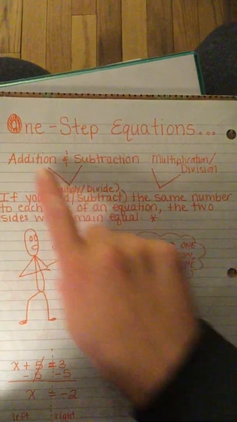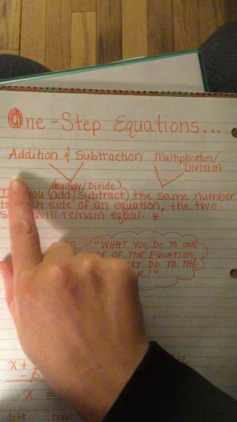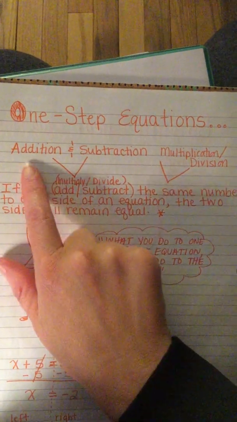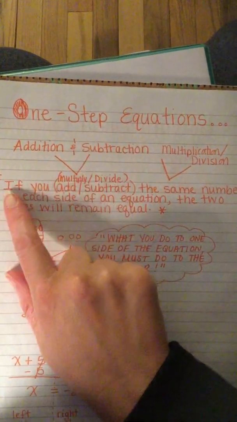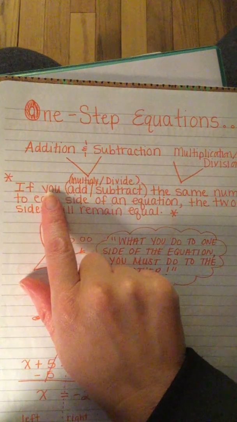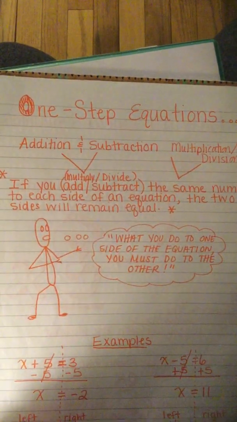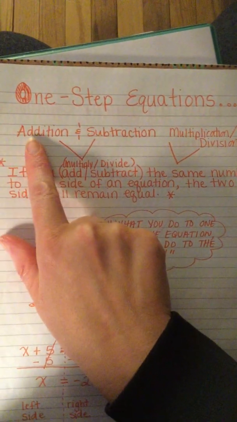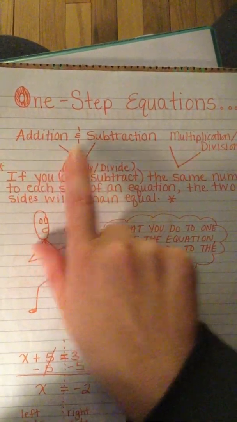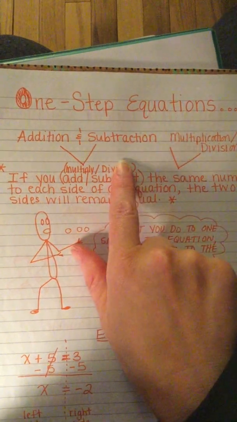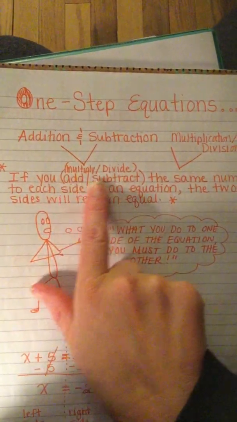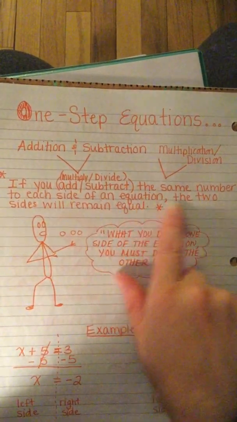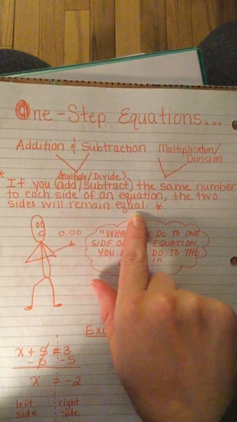So the next part of this is with our one-step equations. So addition and subtraction, in order to solve an addition and a subtraction equation, you are going to multiply, divide. So remember we talked before about how we have sister operations. Okay, so addition and multiplication go together, subtraction and division go together. So if you add or subtract the same number to each side of an equation, the two sides will remain equal.